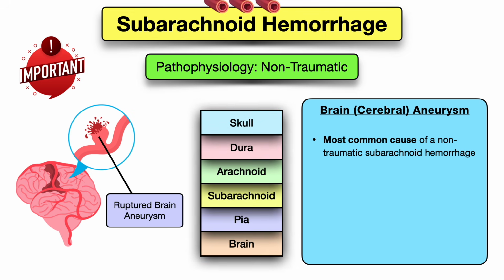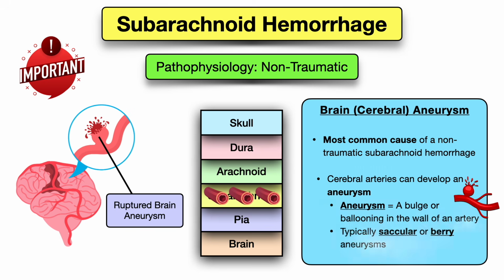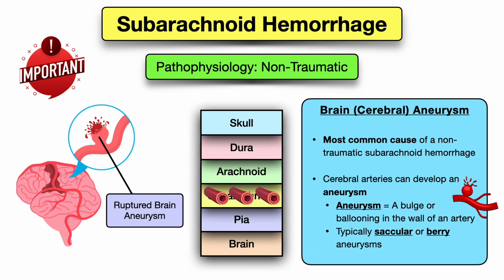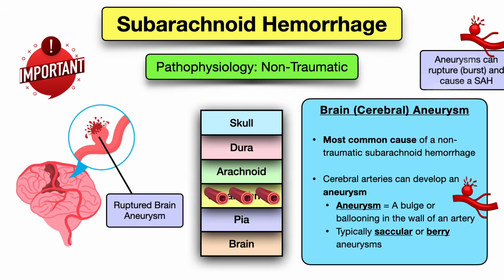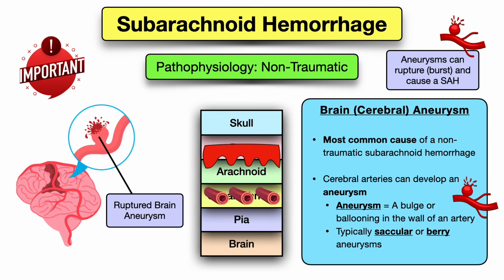Again, remember we said the subarachnoid space contains cerebral arteries. The cerebral arteries can develop an aneurysm, which is a bulge or ballooning in the wall of the artery. Cerebral aneurysms are typically saccular or berry aneurysms. If the aneurysm ruptures or bursts, then there can be bleeding into the subarachnoid space. This can cause a non-traumatic subarachnoid hemorrhage.